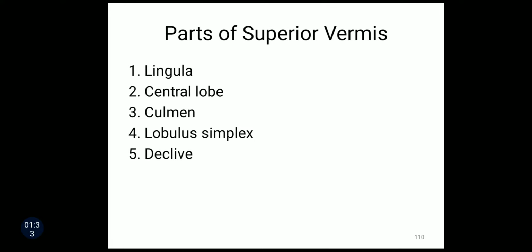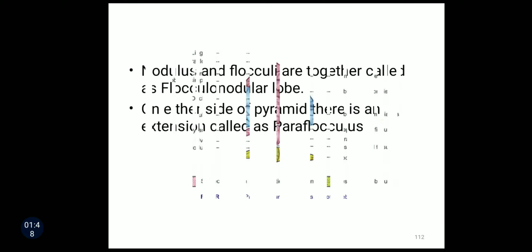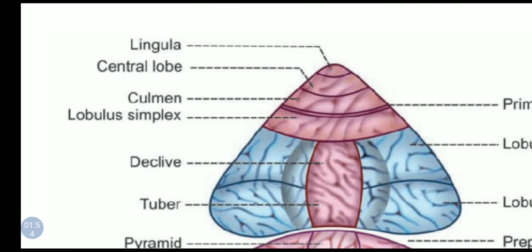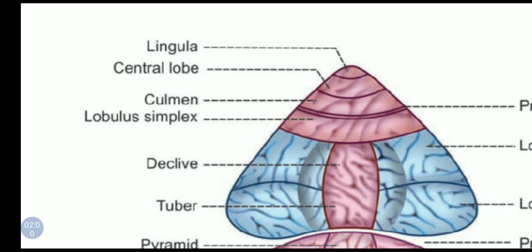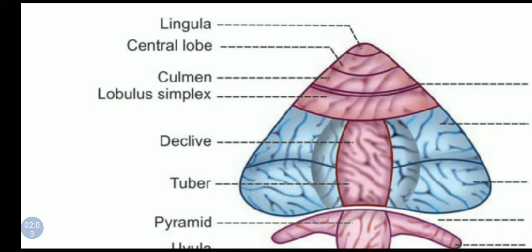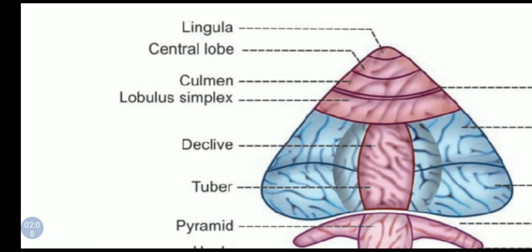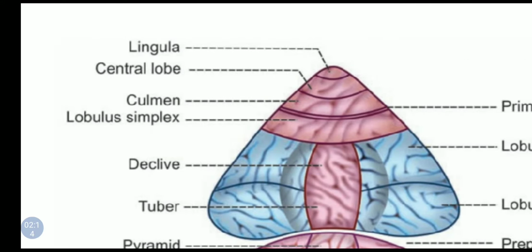Now the parts of superior vermis. Superior vermis has mainly 5 parts: lingula, central lobe, culmen, lobulus simplex and declive. Here you can see the diagram of vermis. First part is lingula, then second one is central lobe, third one is culmen, then lobulus simplex, then declive. So these are the parts which come under superior vermis.